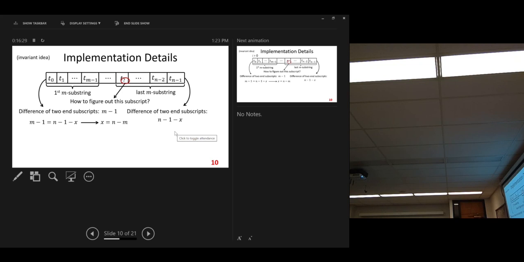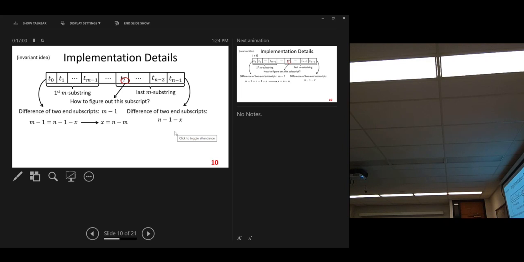N minus m, not plus 1. So here you can see, when you base it on your intuition, whatever you guess, sometimes you may not be correct. So let's try another different way to do it. We solve it and find this subscript should be equal to n minus m.